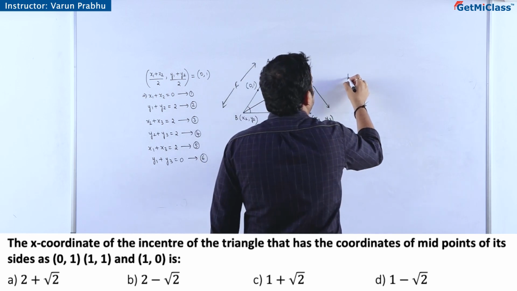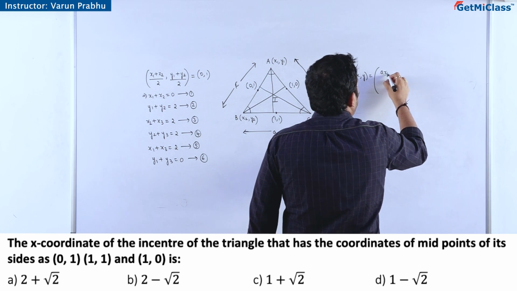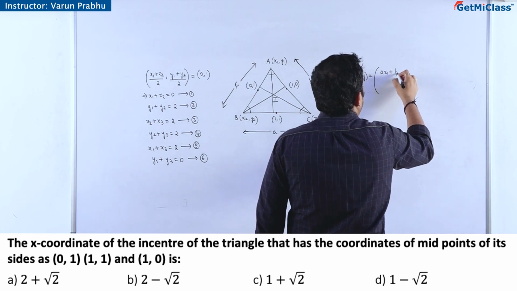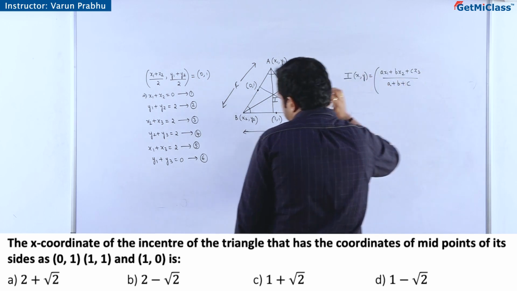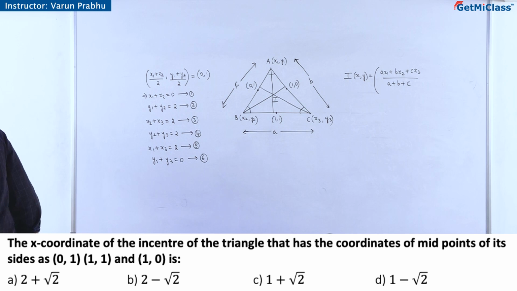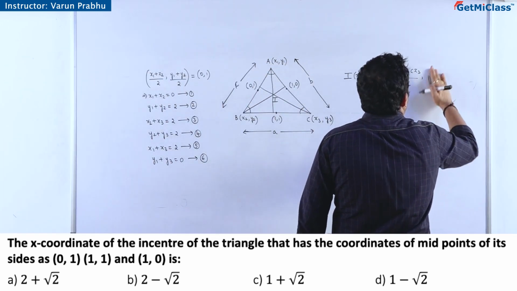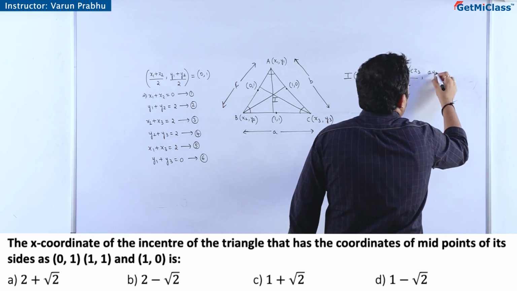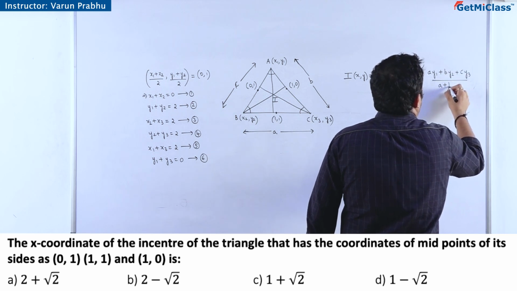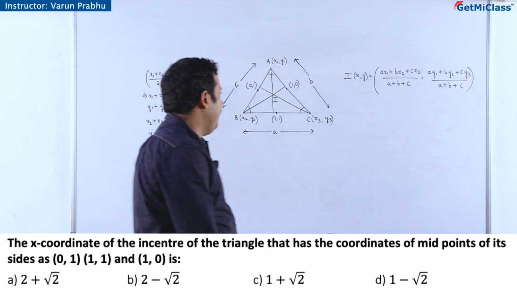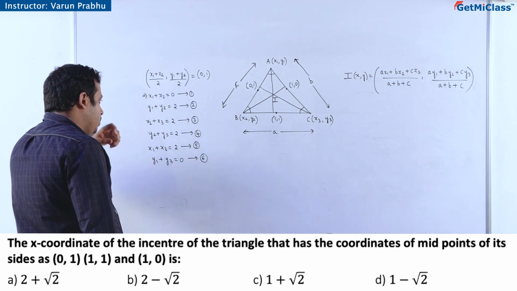Now the coordinates of the incenter of the triangle, what is the formula that we know? (a x1 plus b x2 plus c x3) divided by (a plus b plus c), correct or not? That is the x coordinate of the incenter. Similarly, the y coordinate of the incenter is (a y1 plus b y2 plus c y3) divided by (a plus b plus c). Are you getting it? So now what are we supposed to do? We are supposed to calculate the value of x1, x2, and x3.